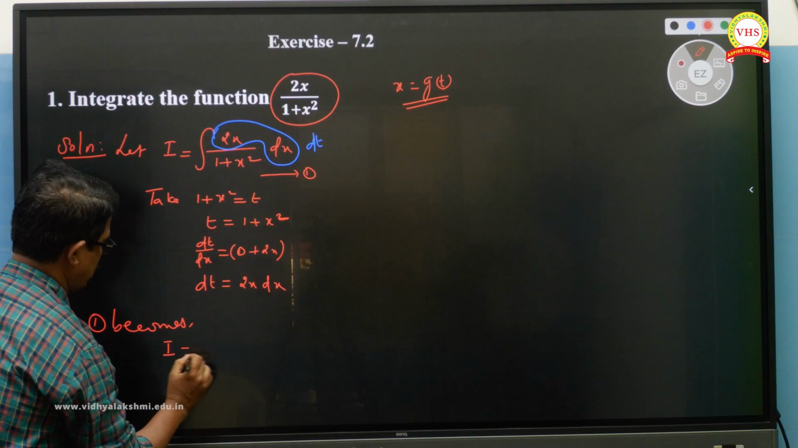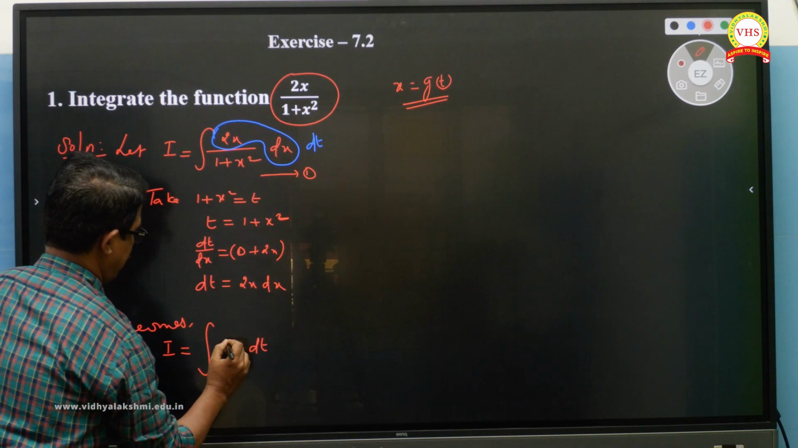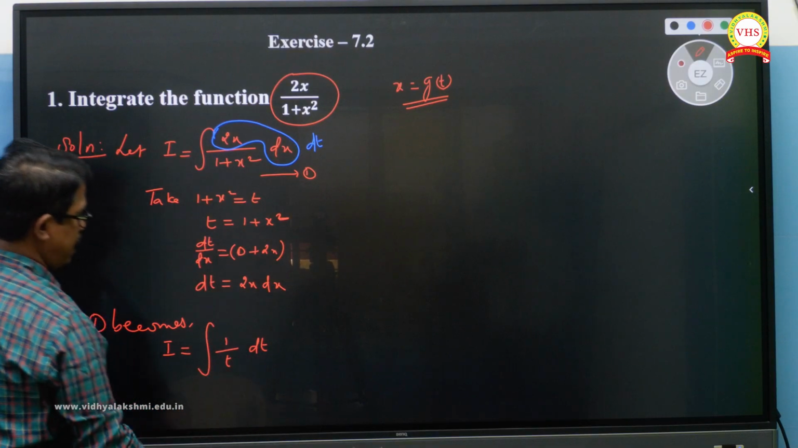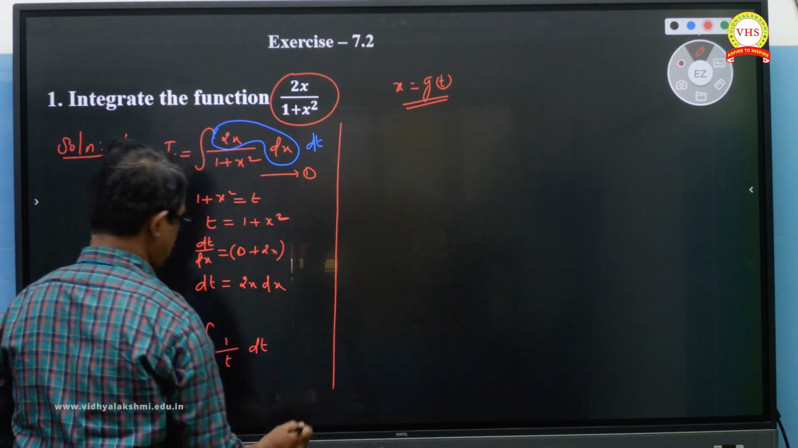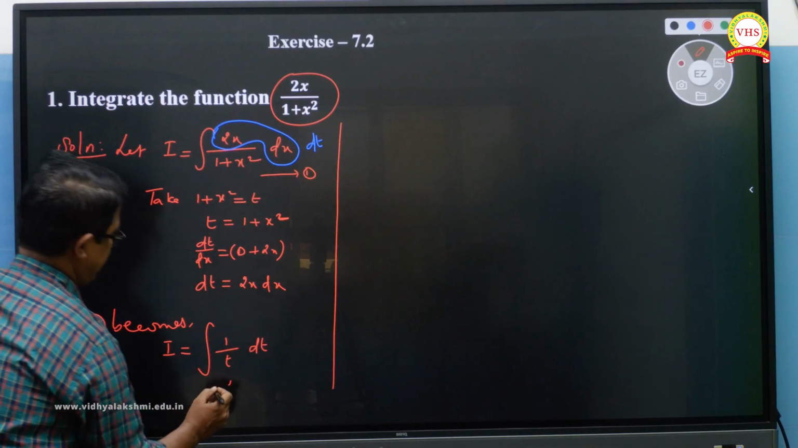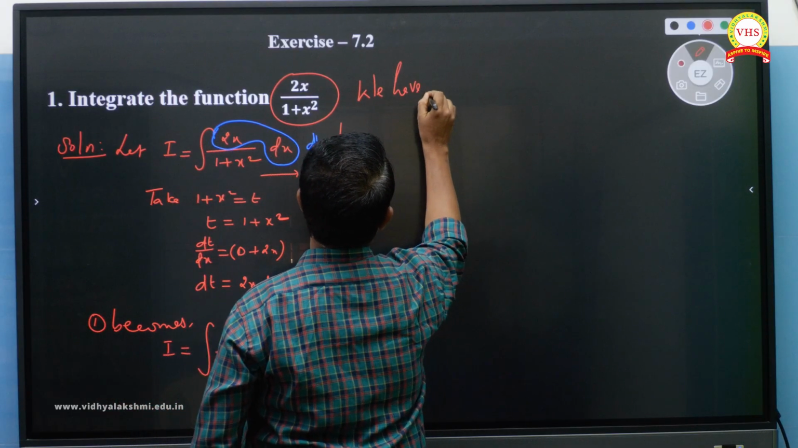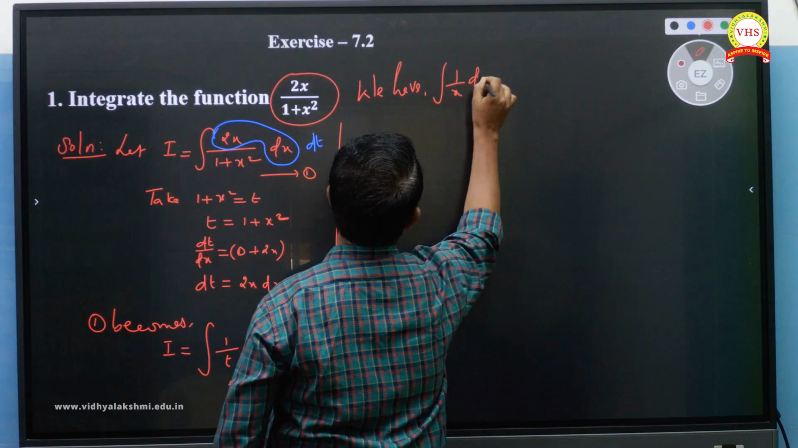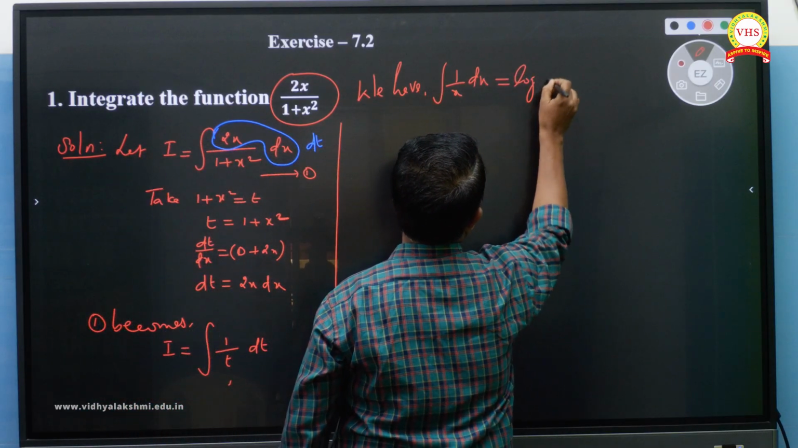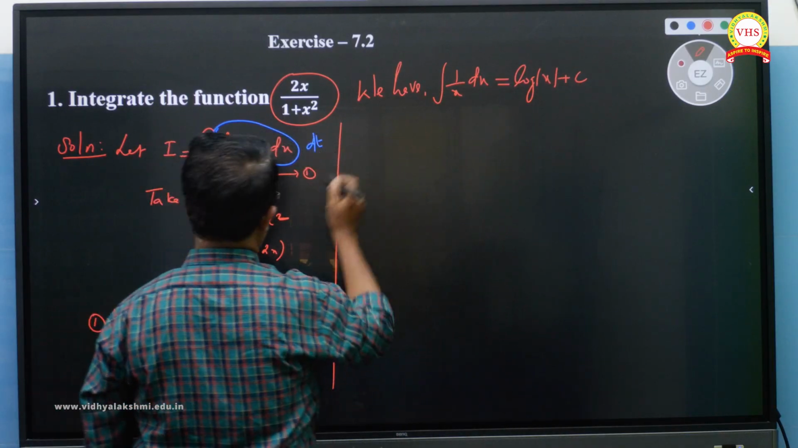I equals the integral of 2x dx, which becomes dt in the denominator 1 plus t square as t. Yes students, now look at this: 1 by t into dt. We know the formula: the integral of 1 by x dx is equal to log of x plus c. Here, t is equal to x.